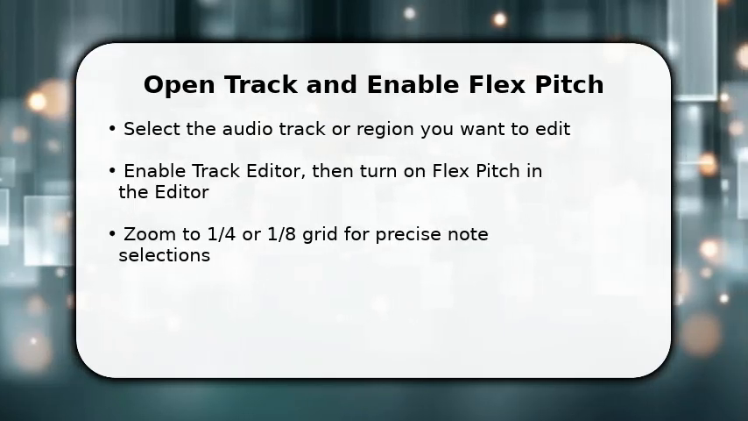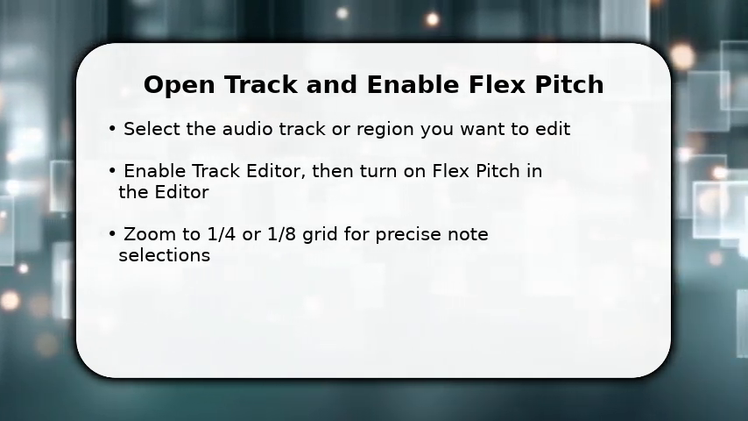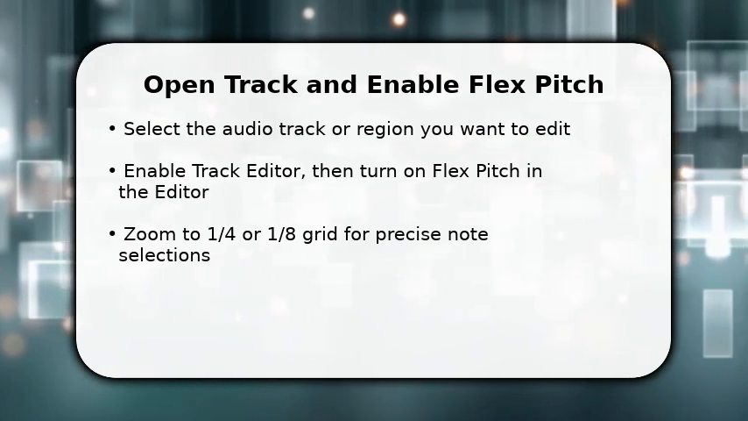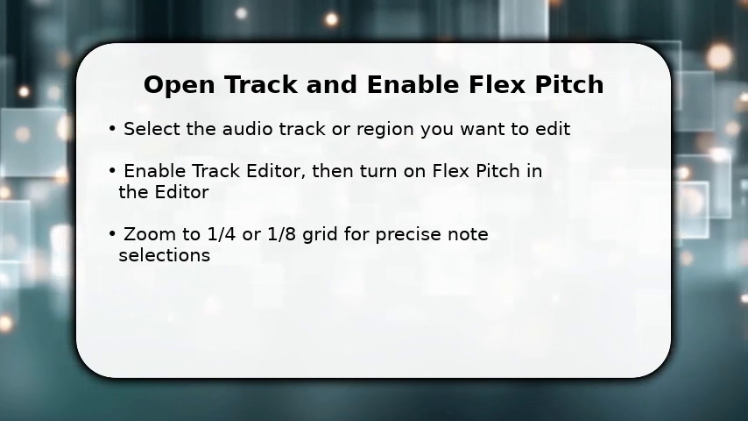You start by selecting the track or region that contains the vocal or instrument. In the editor, enable Flex Pitch so GarageBand analyzes pitch. This converts audio into editable note blobs.